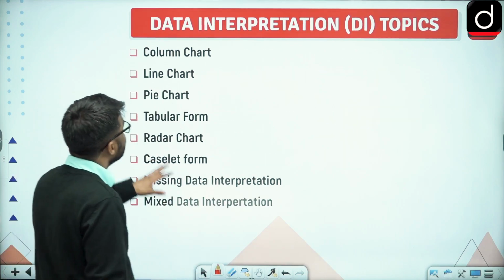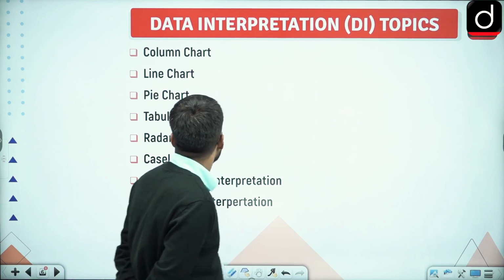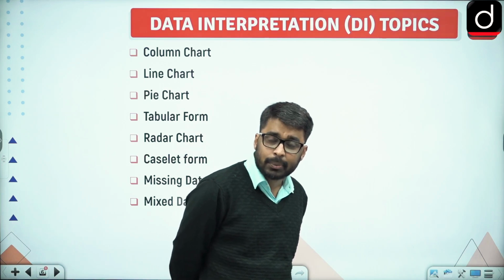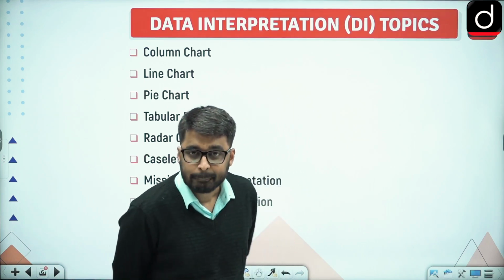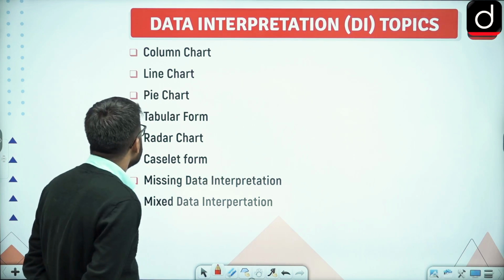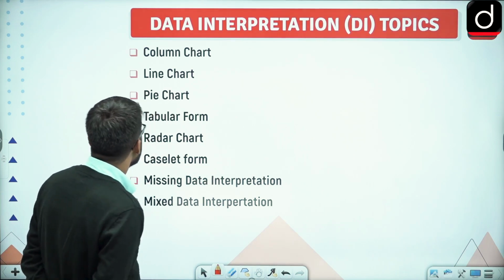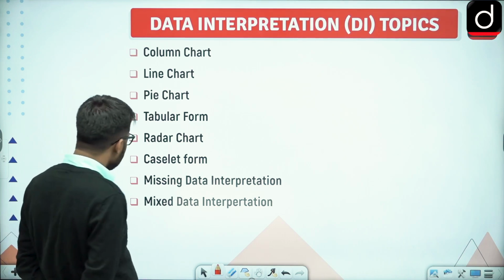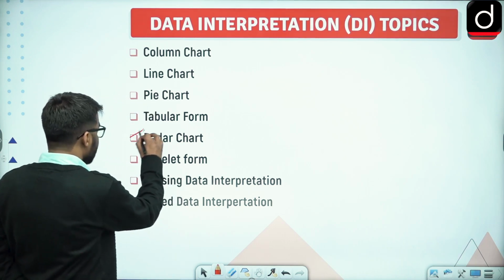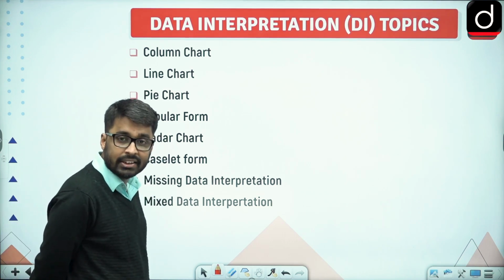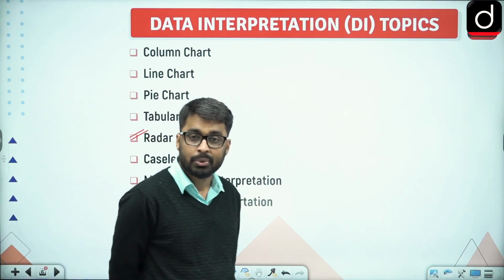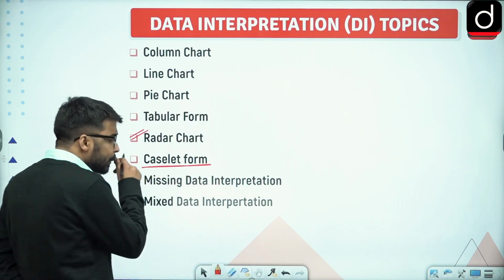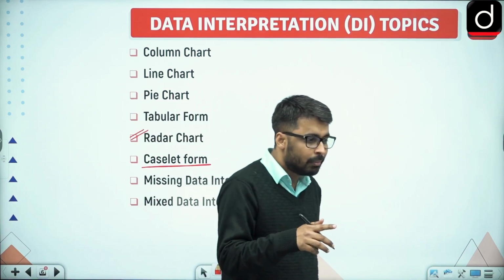Now, after that, let's talk about your data interpretation part. In data interpretation, this is slightly related to your mathematics part, where you have seen several charts, right? Questions on charts being asked in the exam, and the charts are namely column chart, line chart, pie chart, tabular form, which is nothing but table chart. Radar chart is somewhat new for you, but I feel that we should learn this particular chart because UPSC can ask a question on this, right? Caselet form. Now some people would feel, what's a caselet form, right?